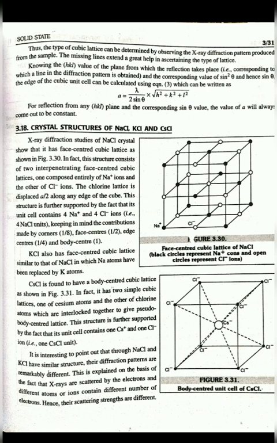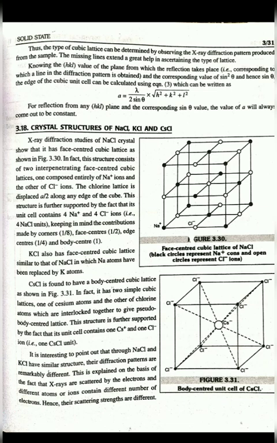Next, heading 3.18, crystal structures of NaCl, KCl and CsCl. X-ray diffraction studies of NaCl crystal show that it has a face-centered cubic lattice as shown in the figure. In fact, this structure consists of two interpenetrating face-centered cubic lattices, one composed entirely of Na+ ions and the other of Cl- ions. The chlorine lattice is displaced a/2 along any edge of the cube. This structure is further supported by the fact that its unit cell contains 4 Na+ and 4 Cl- ions, that is, 4 NaCl units.